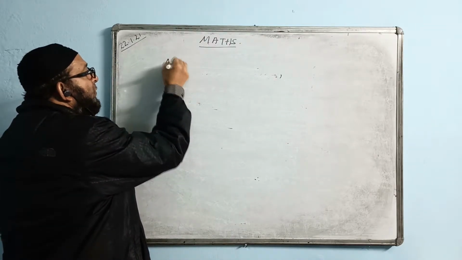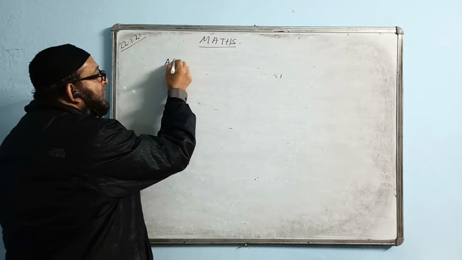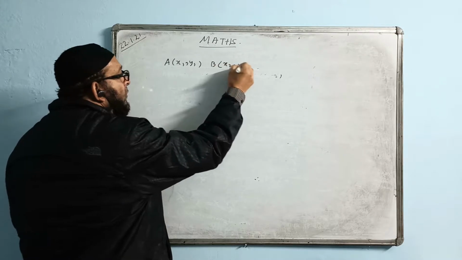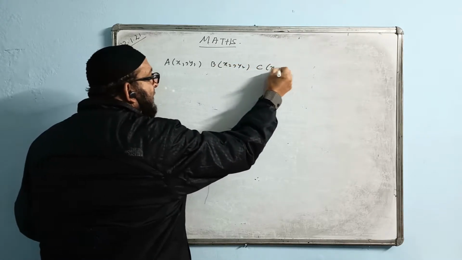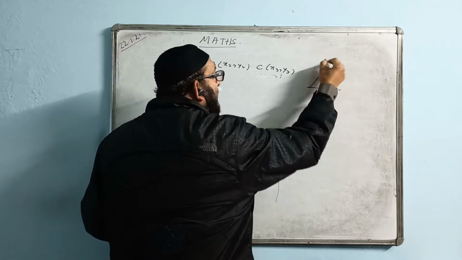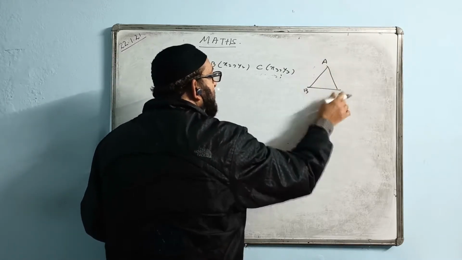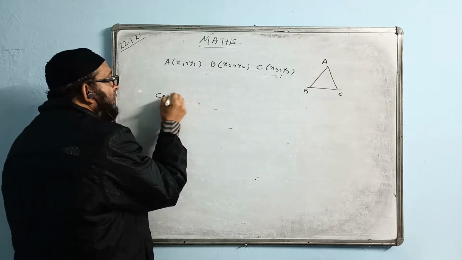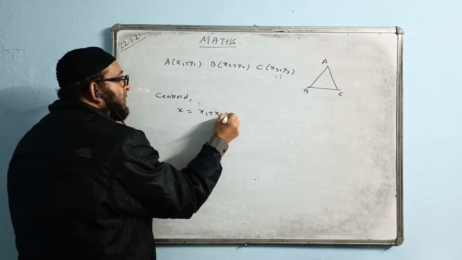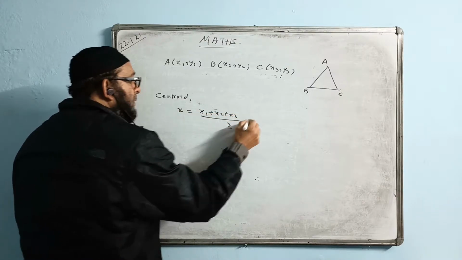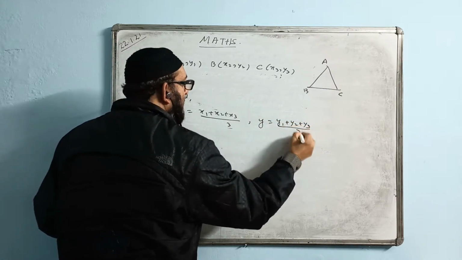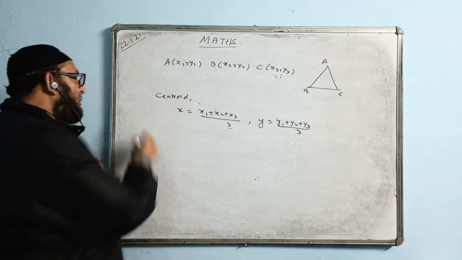If the three coordinates of the vertices of triangle is given like this: A is x1, y1, B is x2, y2, and C is x3, y3. These are the three corners of the triangle like this. A, B, C. These are the three corners. Then the centroid formula goes like this. Centroid formula of x is like this: x1 plus x2 plus x3 by 3, and y formula will go like this: y1 plus y2 plus y3 by 3. Now you can do number 17.